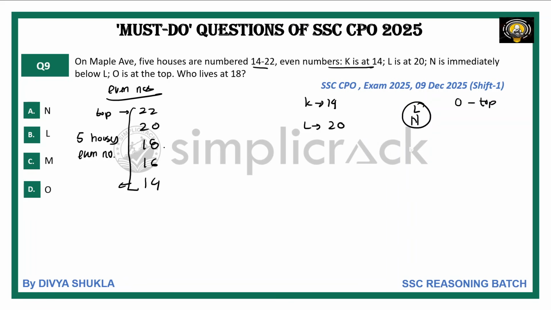Okay, now K is at number 14 and O was at the top. If O is at the top, that means O is at the 22nd position. K is at 14, O is at 22, L is at 20. N is immediately below L, that means N would be at 18. So that's what was asked in the question: who lives at 18? The answer would be N. And M is remaining, you can put M on 16th. I hope this question is clear to all of you.